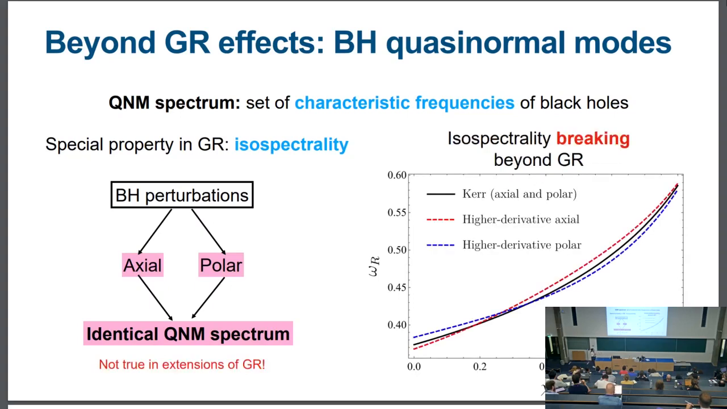And now in comes GR plus corrections. This is no longer true, so you do not have isospectrality. It is broken. As you can see, I have a blue line here and a red line here. They do have some coincident value at like 0.25 or 3. But in general, they're not going to be equal.